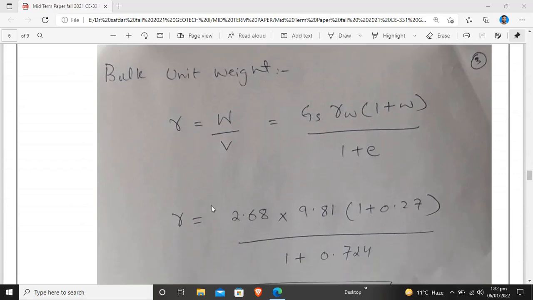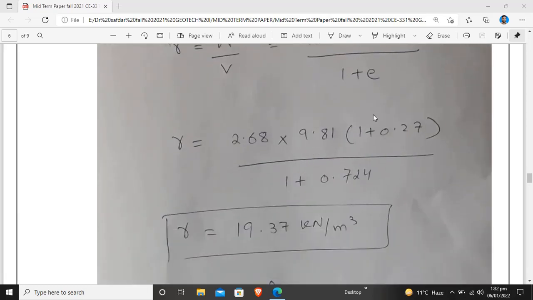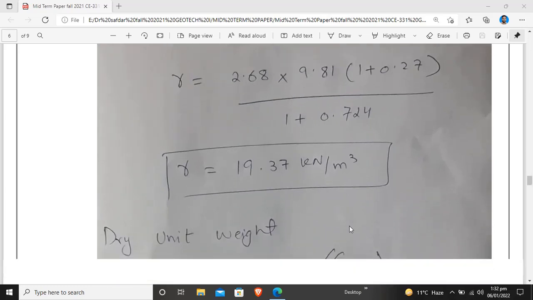Now bulk unit weight. Bulk unit weight is basically total weight divided by total volume, which, by rearranging the equation or deriving the equation, is (specific gravity into unit weight of water plus 1) into (1 plus water content) divided by (1 plus void ratio). By putting in the values of each component, we obtain the bulk unit weight as 19.37 kilonewton per meter cube.